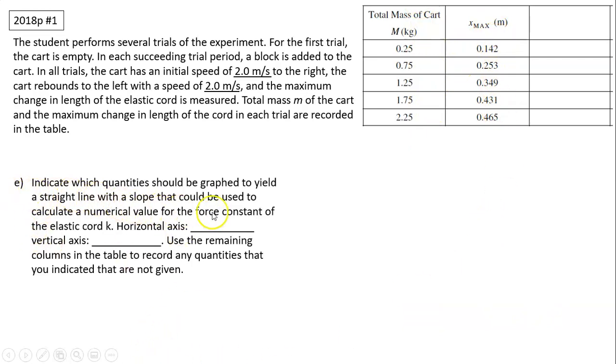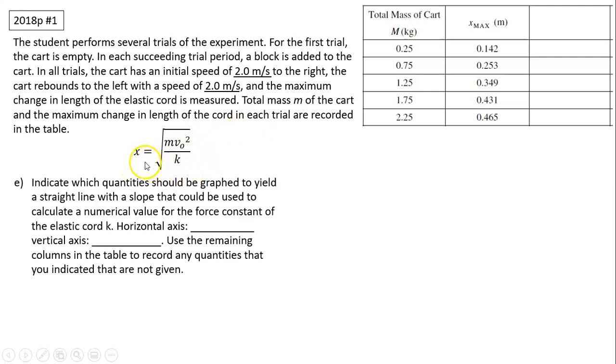Part E, indicate which quantity should be graphed to yield a straight line with a slope that could be used to calculate the numerical value of the force constant of the elastic cord k. What is the horizontal axis? What's the vertical axis? Then you can use the remaining column in the table to record whatever you need. So let's go back to the equation. X, the elongation, should relate to m in this relationship: x equals square root of m v naught squared over k. This is what we got in part C, I believe.